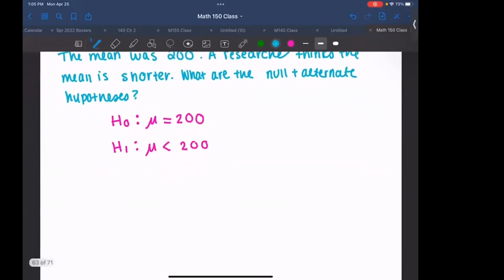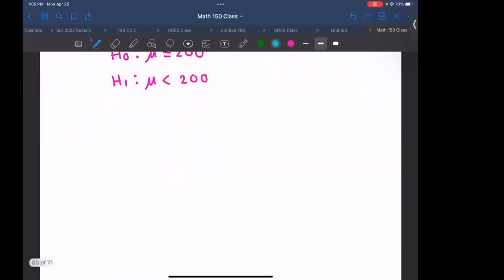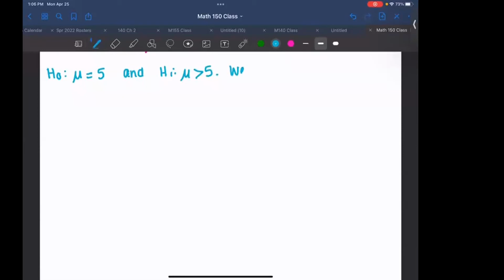All right, let's take a look at a different type of question. A different type of question could give you the null and alternate hypothesis in the question. So let's say H0 is the mean equals 5, and H1 says that the mean is bigger than 5. The quiz is probably going to be a little different and give you a scenario, but let's just say we reject the null hypothesis.